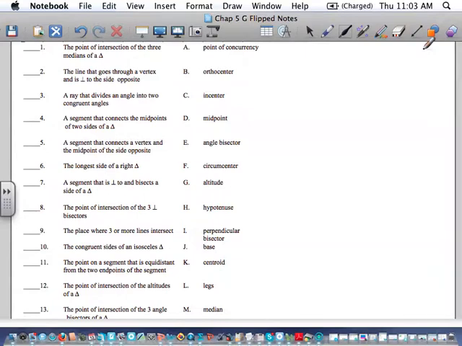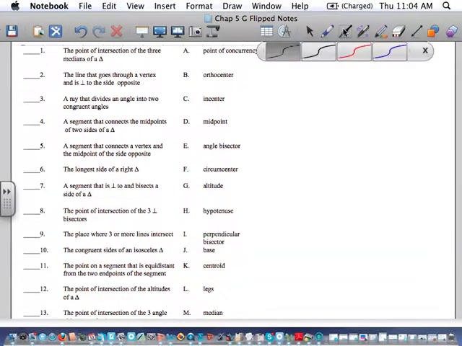So the medians, remember, are those segments that connect a midpoint with a vertex. So that means that those are all going to intersect in every triangle on the inside. So the intersection of the three medians of a triangle is called the centroid. Centroid is K in this case. And cross out the ones you've used. Each one will be used only once, so you won't have to worry about using two. There's no tricks, there's no extras, there's one for each.